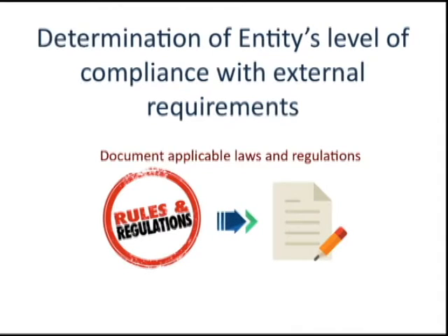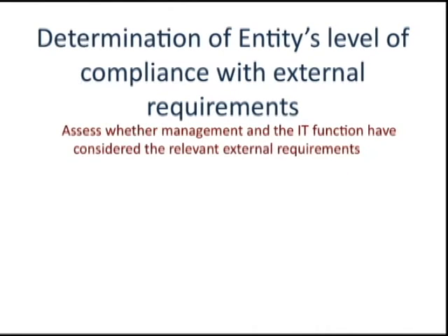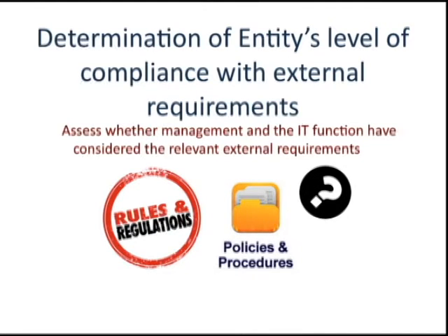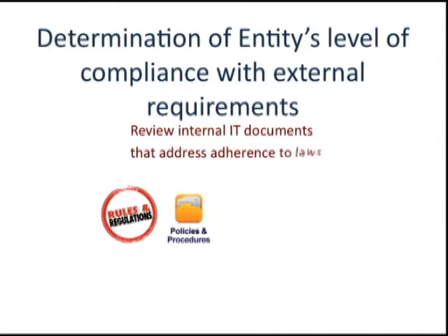Step 3. Assess whether the management of the organization and the IT function have considered the relevant external requirements in making plans and setting policies, standards, and procedures, as well as business application features. Step 4. Review internal IT documents at department, function, and activity levels that address adherence to laws applicable to the industry.